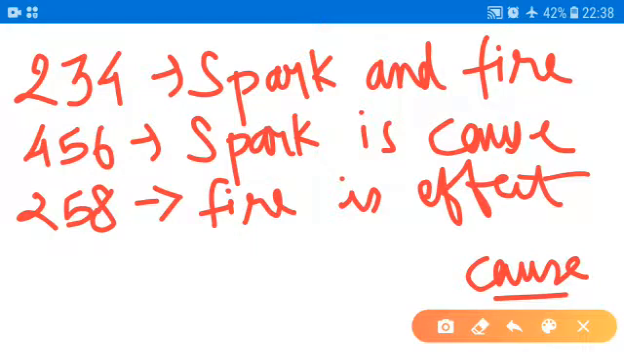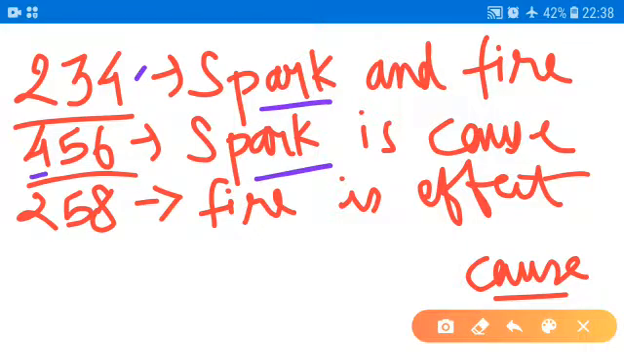Now first thing we have to do is take the numbers 234 and 456. First of all, what is the common number here? We have common number as 4. This is common, this is common. And what is the common word here? The spark and spark. So the 4 will be assigned to spark. Very simple. The 4 will be assigned to spark.